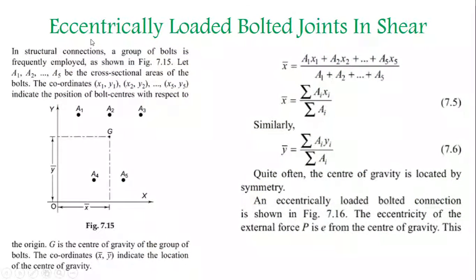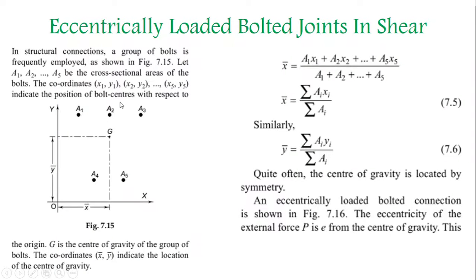First of all, eccentrically loaded bolt joints in shear. In a structural connection, a group of bolts is frequently employed, as shown in the figure. This is the number of bolts employed in the structure. A1, A2, A3, A4 are the bolts. Here, let A1 to A5 be the cross-sectional area of the bolts.